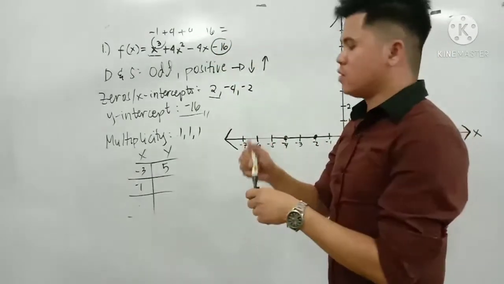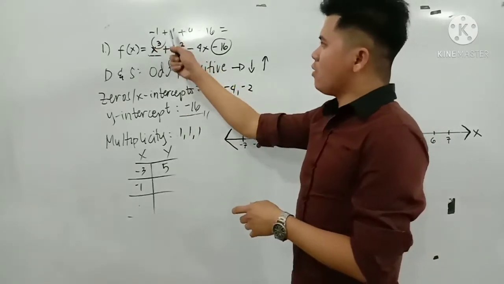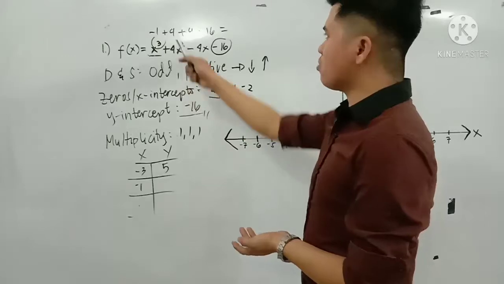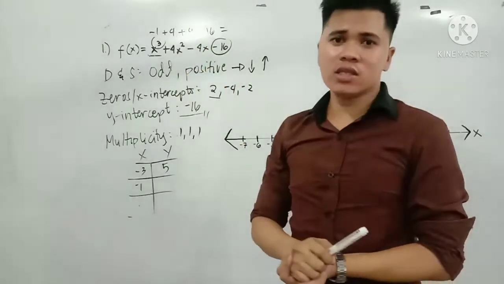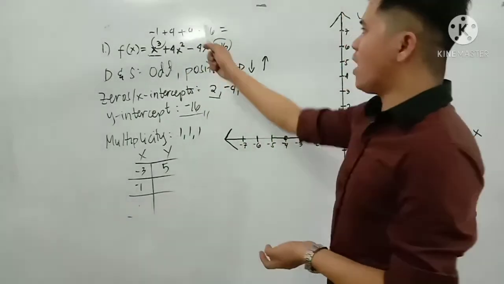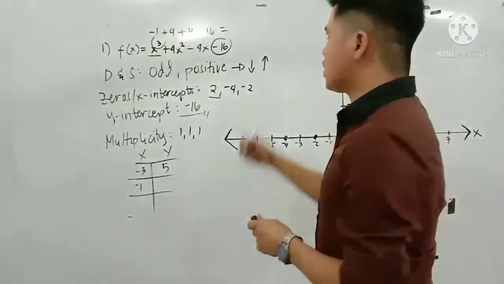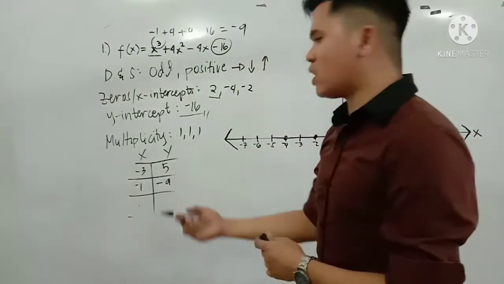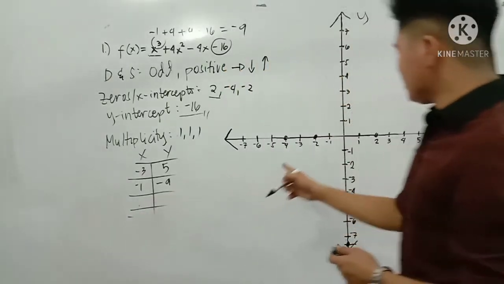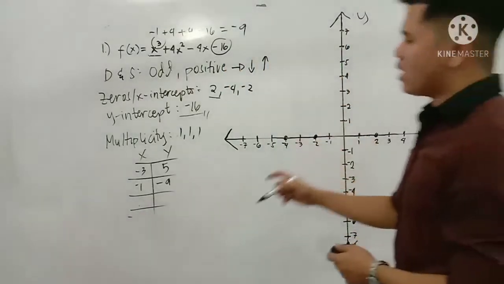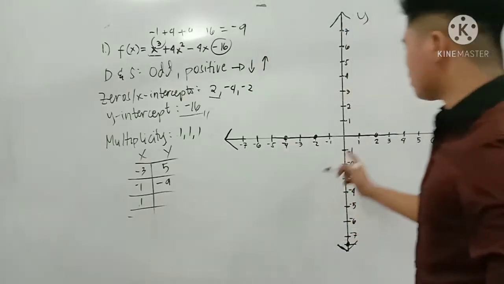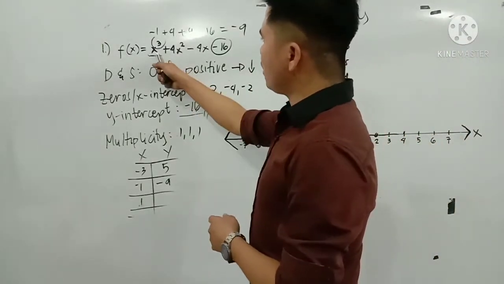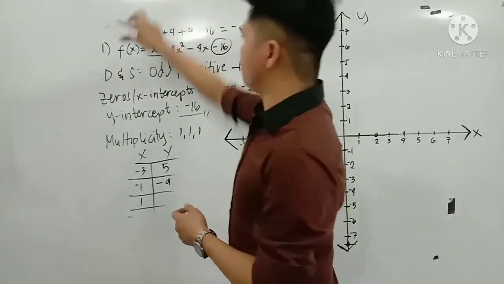Then, evaluate. Negative 1 plus 4 is positive 3. Positive 3 plus 4 is 7. 7 minus 16 is negative 9. So, if x is negative 1, our y is negative 9. Last is positive 1. If x is positive 1, what should be the value of our y? So simply, 1 cubed is simply positive 1.